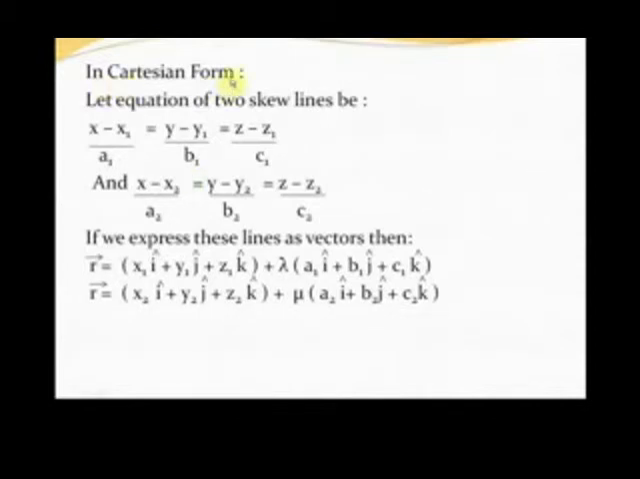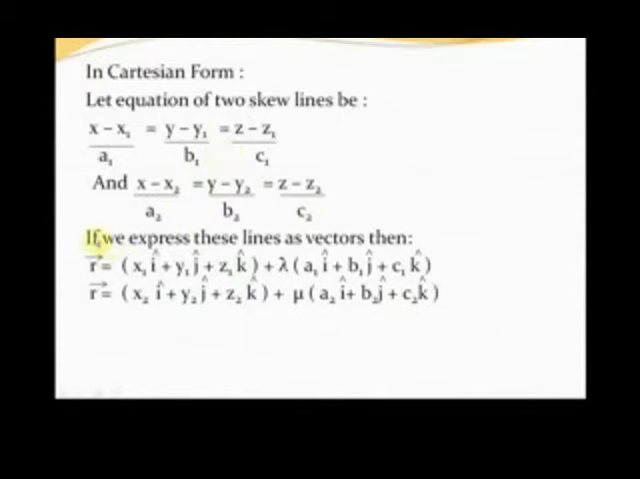Now let's try to convert it to the Cartesian form. Let the equation of two skew lines be (x minus x1) by a1 equal to (y minus y1) by b1 equal to (z minus z1) by c1, and (x minus x2) by a2 equal to (y minus y2) by b2 equal to (z minus z2) by c2. So these are the equations of two skew lines.